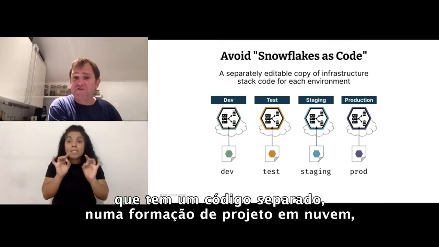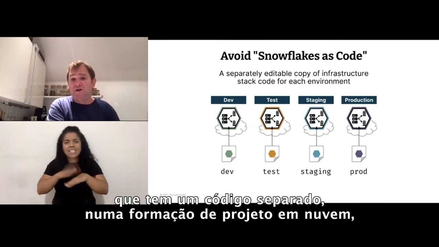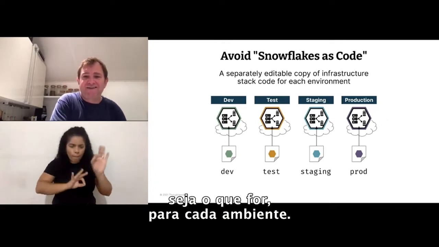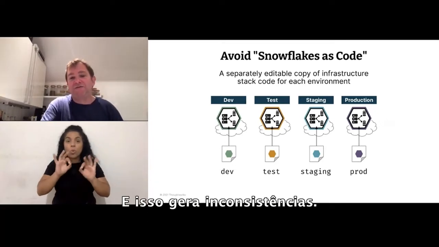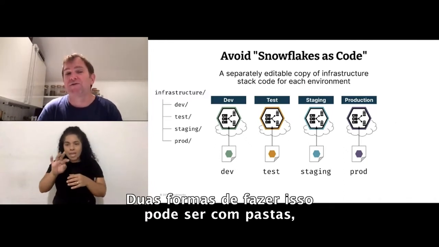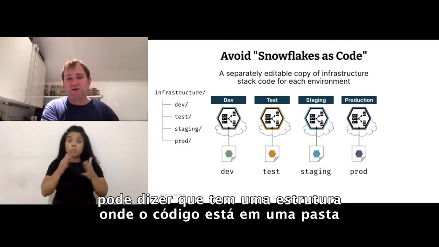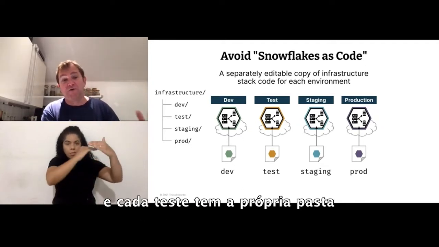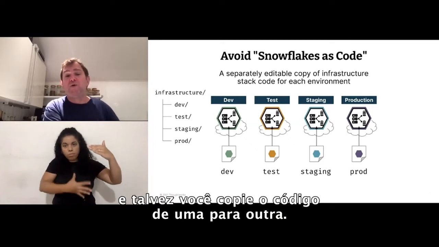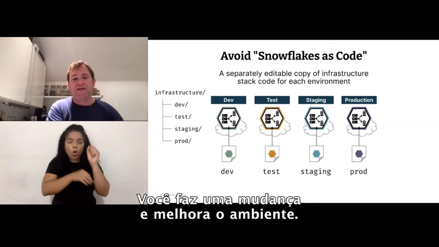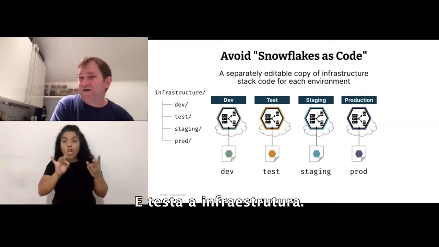They have a separate infrastructure code project, Terraform project, CloudFormation, whatever, for each environment. And this invites inconsistencies. Two ways that they often do this might be with folders. So you might have a structure where your code for your development environment is in one folder, testing, staging, prod each have their own folder, and maybe you copy infrastructure code from one to the other. You make a change and improvement to the dev environment, to the infrastructure there, and you test it.